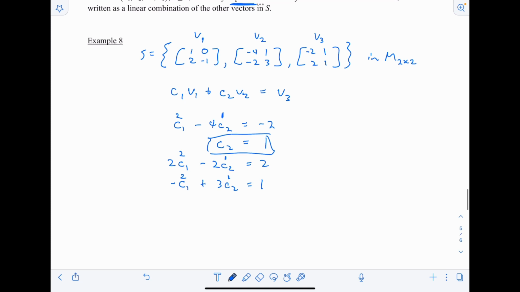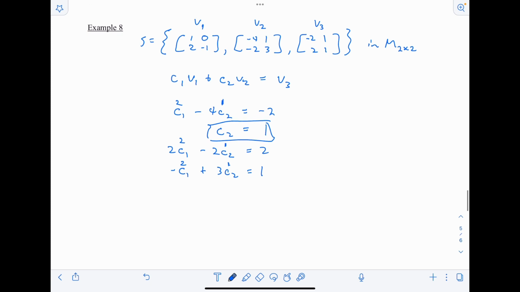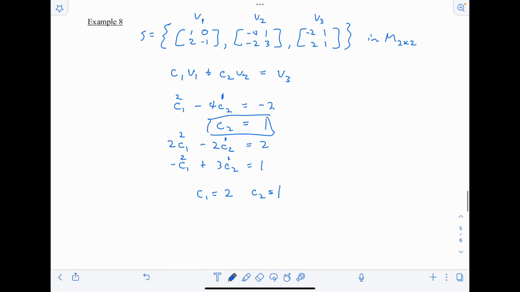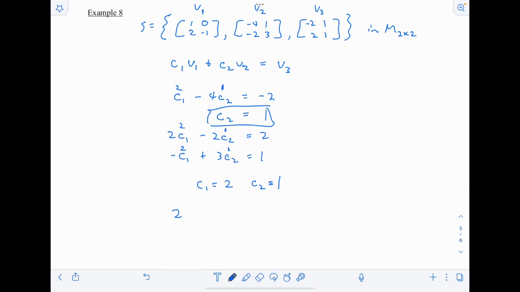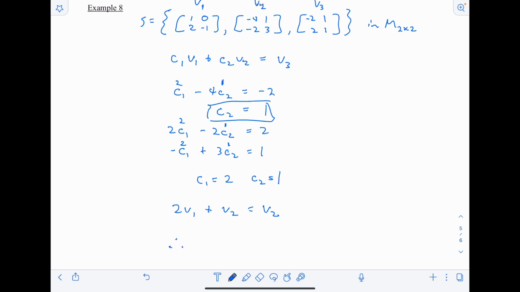Now, we could obviously show this by creating the augmented matrix using Gauss-Jordan. But the bottom line is, what we see is that C1 is 2, C2 is 1. So I'm able to write that third matrix as a linear combination of the first two matrices, and therefore S is linearly dependent. So we'll say it's a linearly dependent set. Okay.